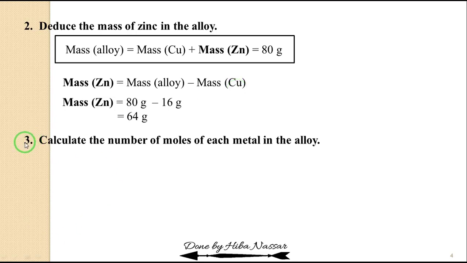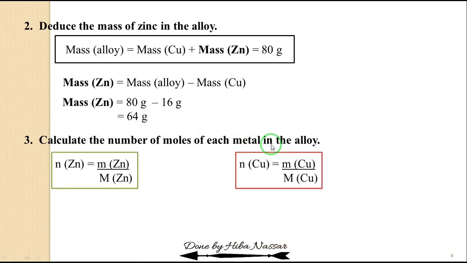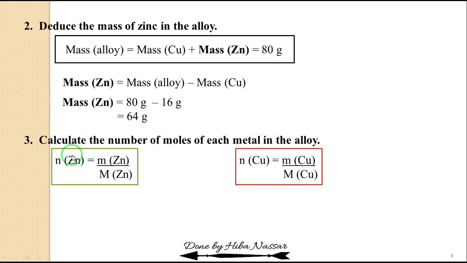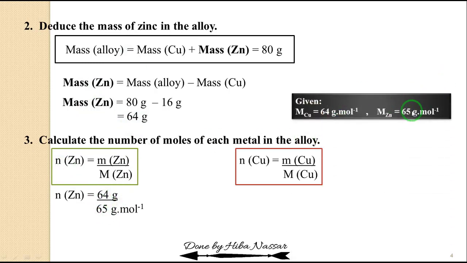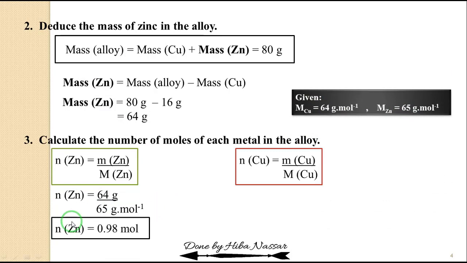Now moving to question number 3, calculate the number of moles of each metal in the alloy. So we are going to calculate small letter n, the number of moles for zinc and for copper. So you will use this formula, the only one: number of mole is equal to the mass over the molar mass. Let's start to calculate the number of mole for zinc. So it is equal to 64 gram, which is the mass of zinc, divided by its molar mass, which is given for you, 65 gram per mole. So the number of mole for zinc is equal to 0.98 mole.